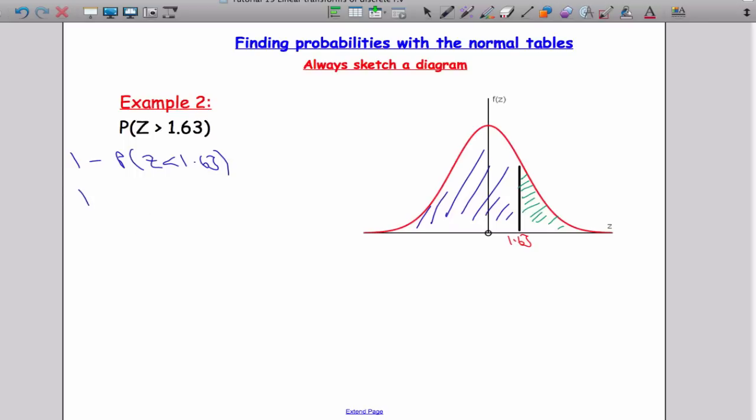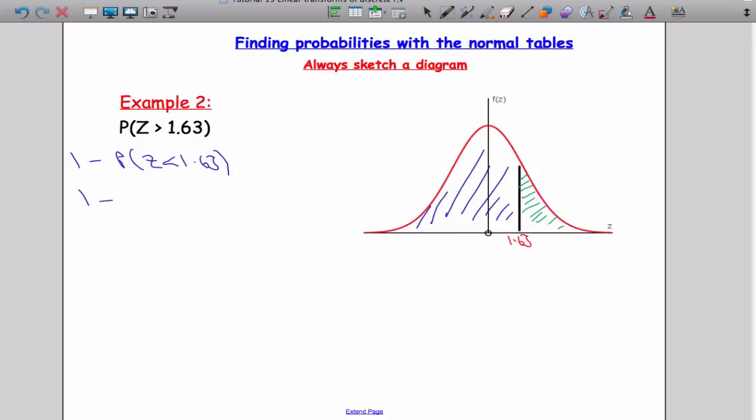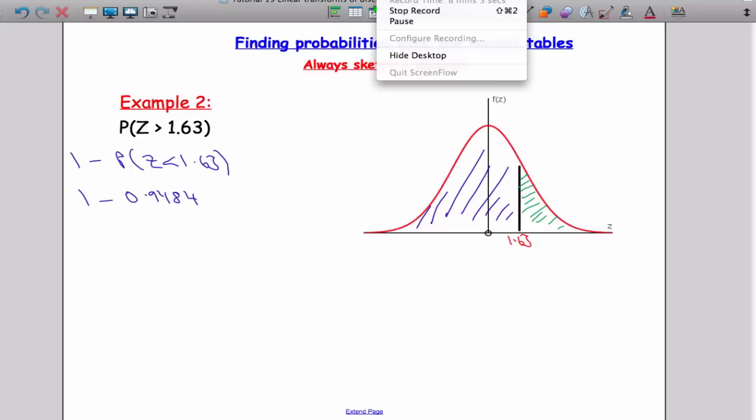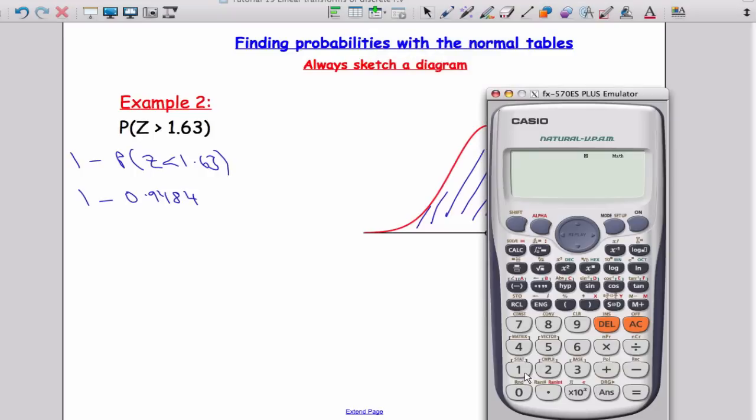So it will be 1 minus, let's go back to our tables, 1.63, which is over here, 0.9484. Okay, so let's bring up the calculator now and do 1 minus 0.9484 gives me 0.0516.